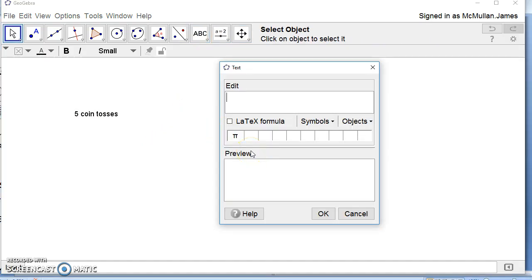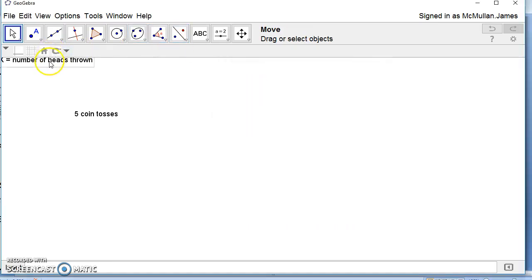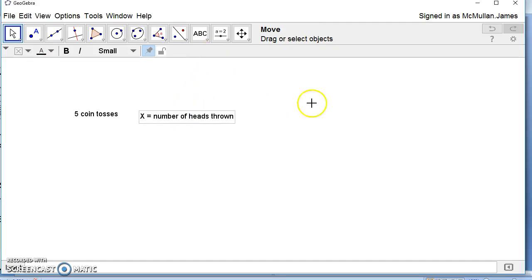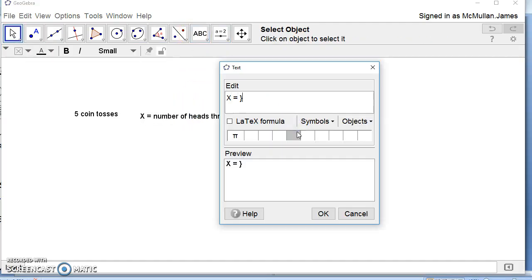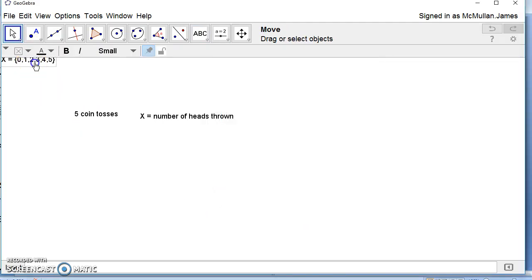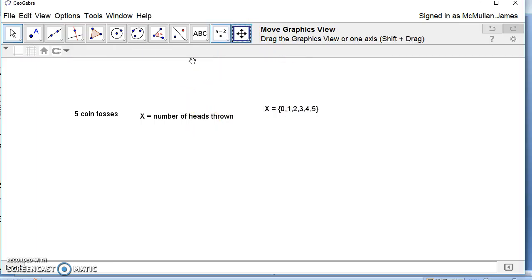So what are the options that we can have here? Let x equal the number of heads thrown. And it should be pretty straightforward to say that x could be 0, 1, 2, 3, 4, or all 5, right? These are the choices that we have.